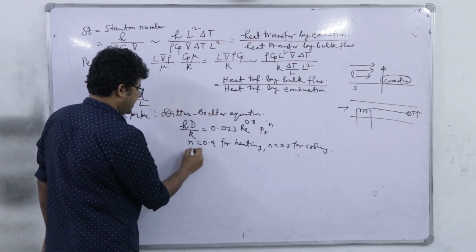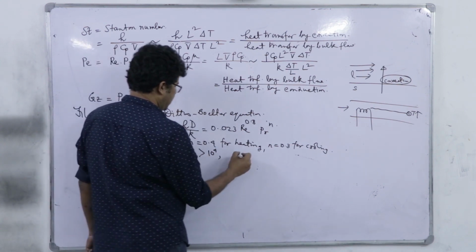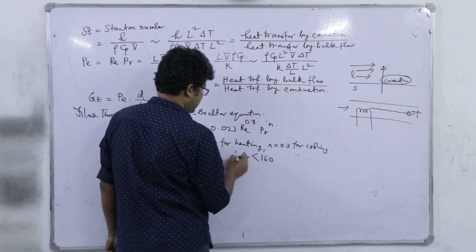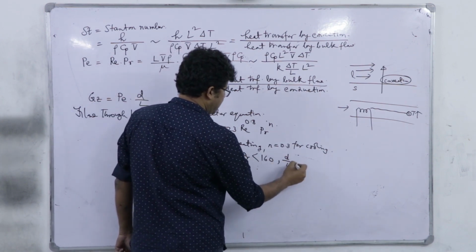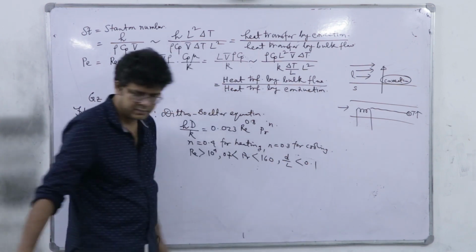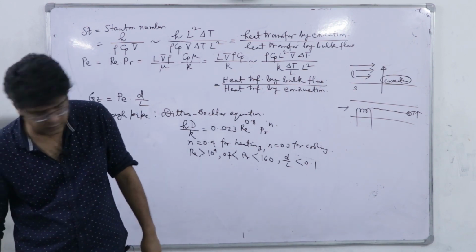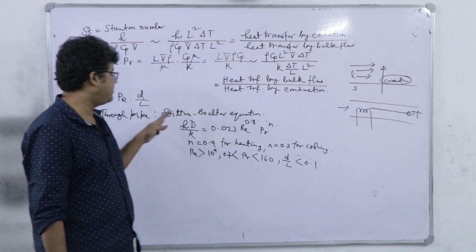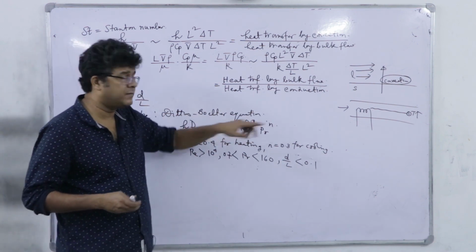The equation is valid for high turbulence, Reynolds number greater than 10 to the power 4. The Prandtl number range is 160 to 0.7 and d by L must be less than 0.1, right? Okay. So that's the Dittus-Boelter correlation. Now this equation has got a disadvantage basically because of n.